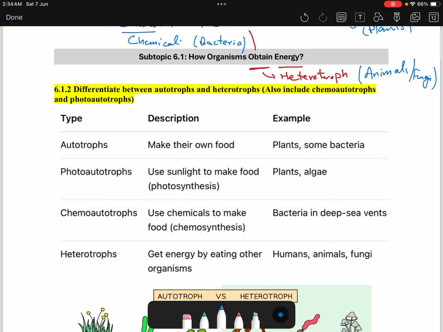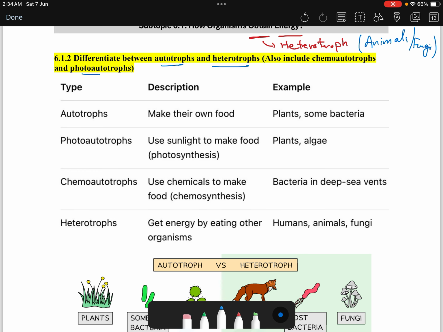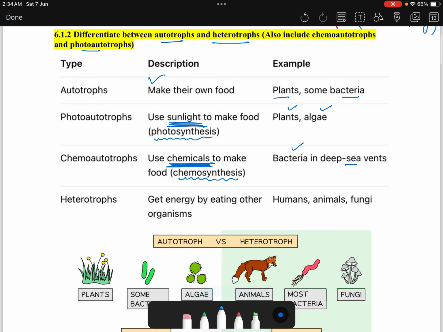So differentiate between autotrophs and heterotrophs, also include the chemo and photo. So we know them. Autotrophs make their own food. They are plants and some bacteria. Photoautotrophs use sunlight, while chemoautotrophs use chemicals. That's why they undergo photosynthesis, and these undergo chemosynthesis. Plants and algae are the photoautotrophs, while bacteria in the deep sea are chemoautotrophs, and sometimes near volcanic eruptions. Heterotrophs are the organisms that get energy by eating other organisms, like humans, animals, and fungi.